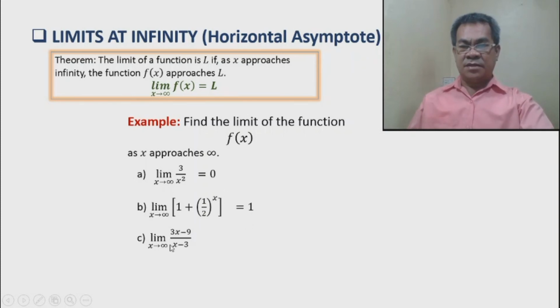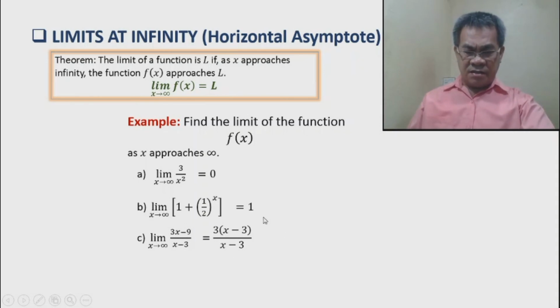For this one, substitute it here. What will happen? Remember that this is a large number and this is a large number. Now all you need to do is factor, then look at this one, this will be cancelled and the answer is 3. So if x approaches infinity, it has a constant value of 3. Do not attempt to use your calculator to substitute here because you cannot solve it using a calculator. Instead, you have to factor so that you can cancel.